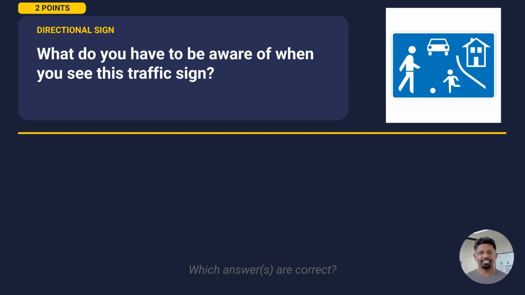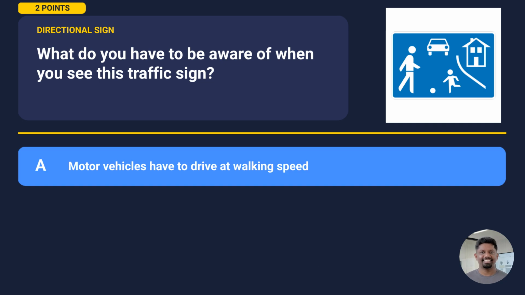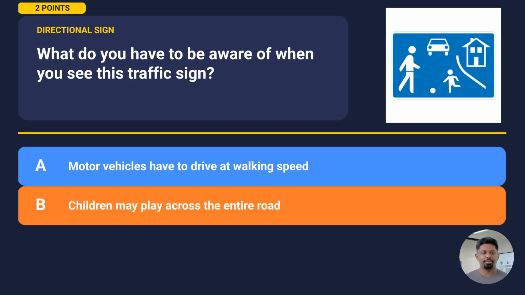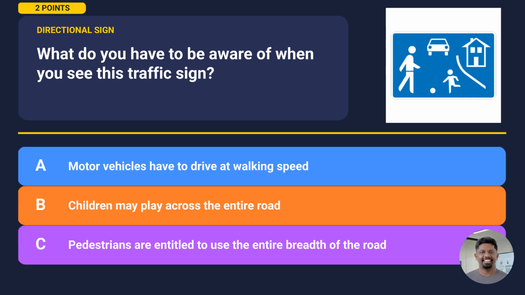Here we go with the next question. What do you have to be aware of when you see this traffic sign? Take a moment to look at the options. Option A, motor vehicles have to drive at walking speed. Option B, children may play across the entire road. Option C, pedestrians are entitled to use the entire breadth of the road. Take a moment to pause and decide. Hit play when you want to see the correct answer.